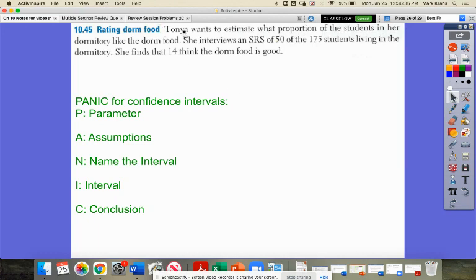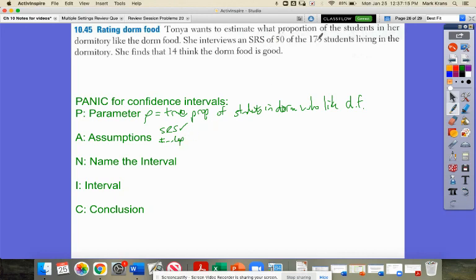Rating dorm food. Tanya wants to estimate what proportion of the students in her dormitory like dorm food. So we're trying to calculate what rho is here, and rho is the true proportion of students in the dorm who like dorm food. The assumptions: random. Simple random sample, check.